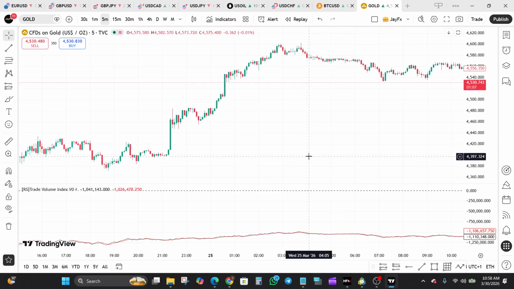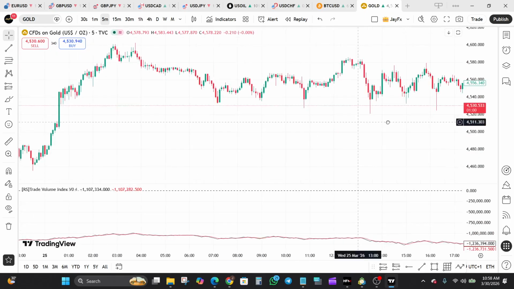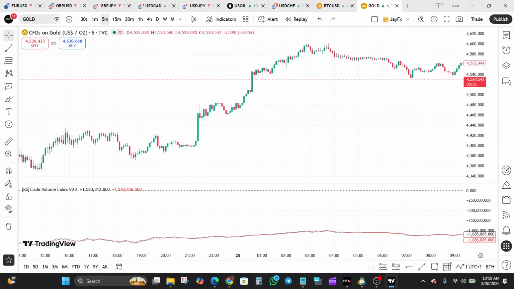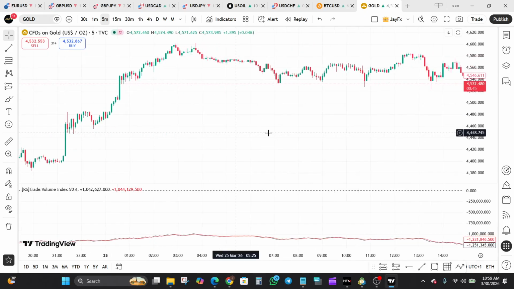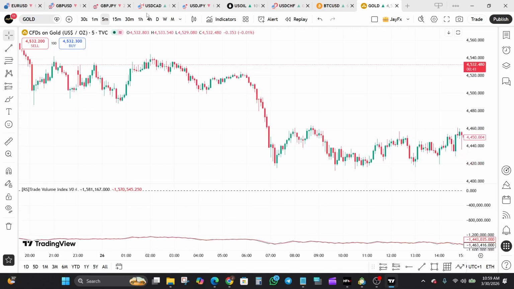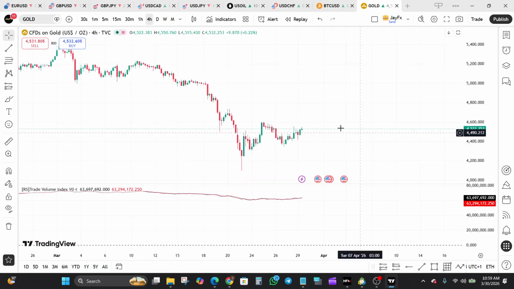Now you will notice that the indicator is not for precise buy and sell signals. It's just helping to measure price direction based on volume. So let's look for a strongly trending market now.